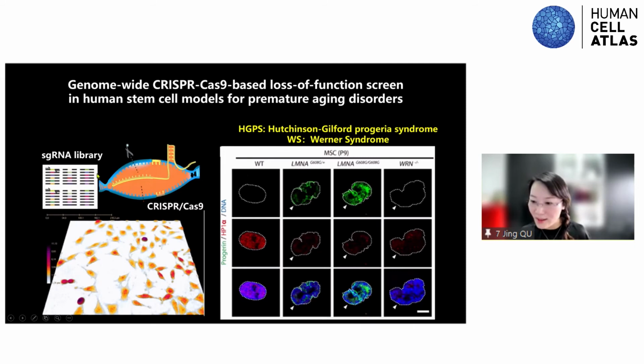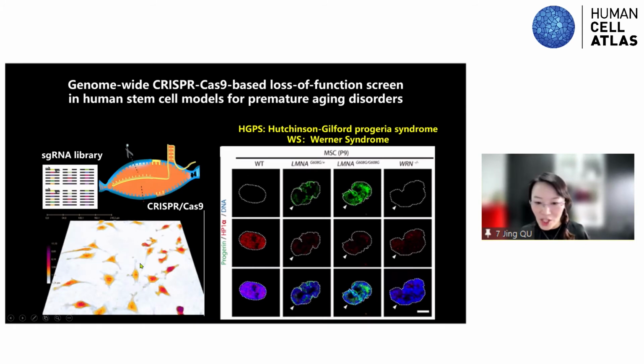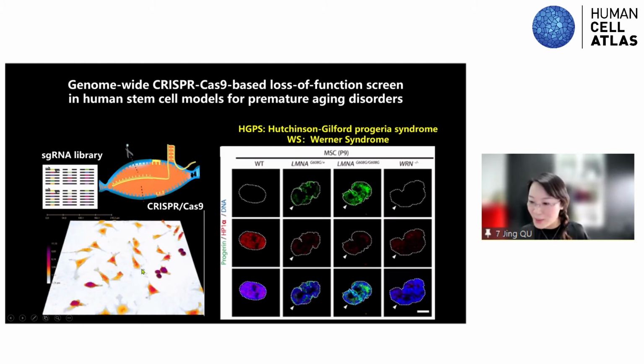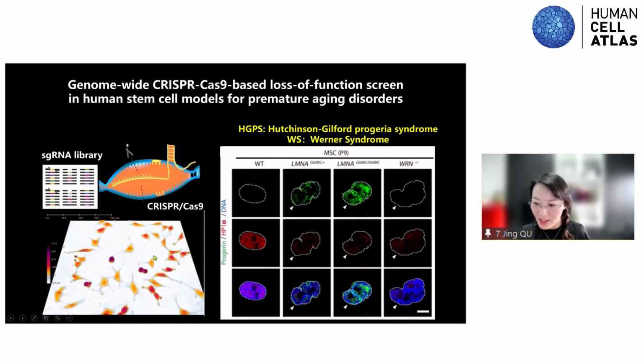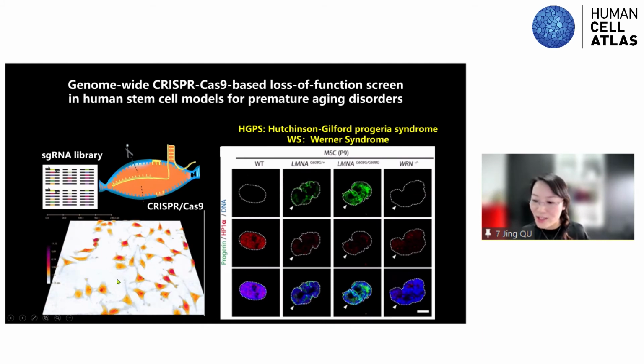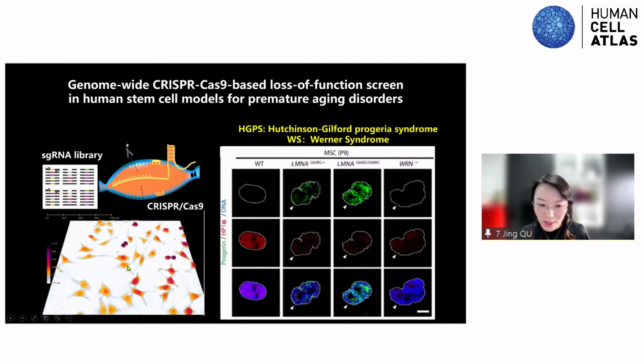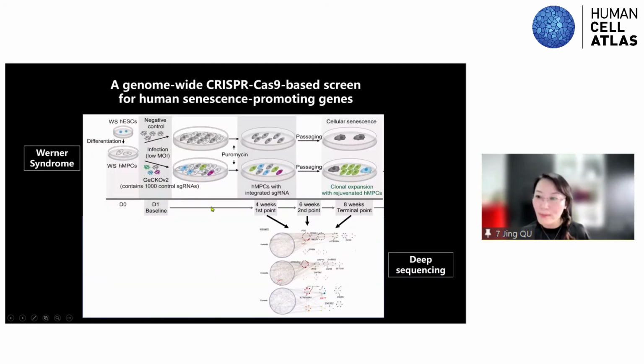By diluting the virus concentration, we can make sure only one guide RNA is introduced to each cell. By infecting a large number of cells at the same time, we can obtain tens of thousands of different cells, each with a specific gene that has been knocked out. In this way, senescent cells are eliminated during passages, and the final enriched cells are those whose senescence has been retarded. As shown in this figure, we collected these cells at 4 weeks, 6 weeks, and 8 weeks after infection for genomic sequencing.